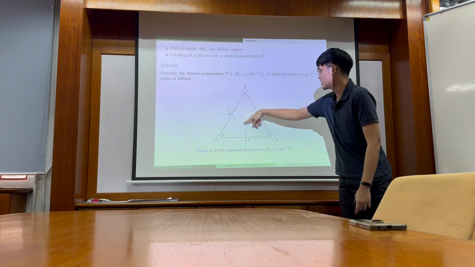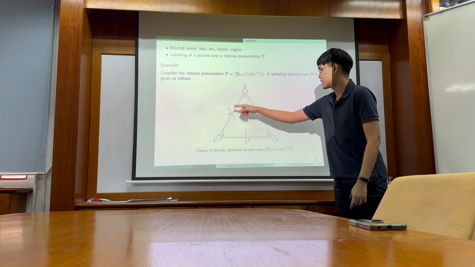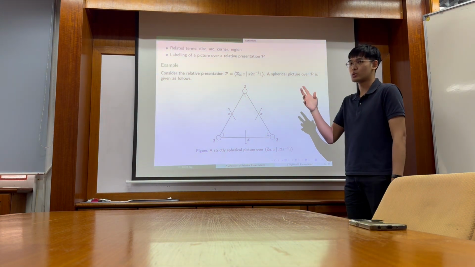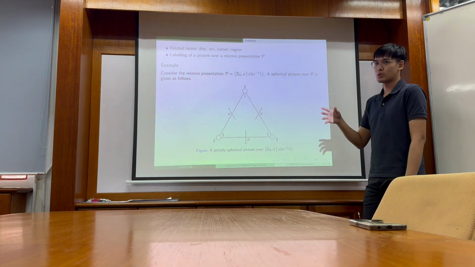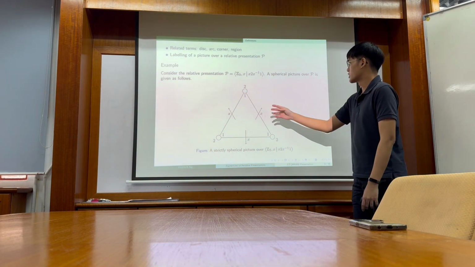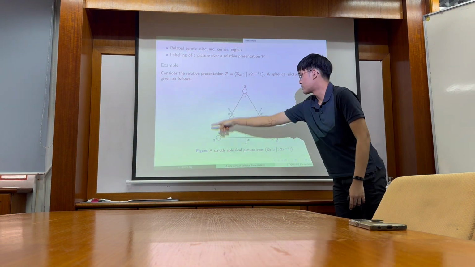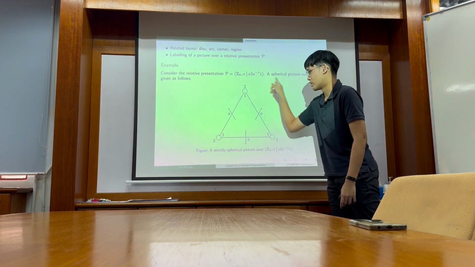So here is a region, and because this picture has more than or equal to one disc, this picture is non-trivial, and this is also a spherical picture. Because this is a spherical picture, we omit drawing the boundary, the big circle outside of this picture.